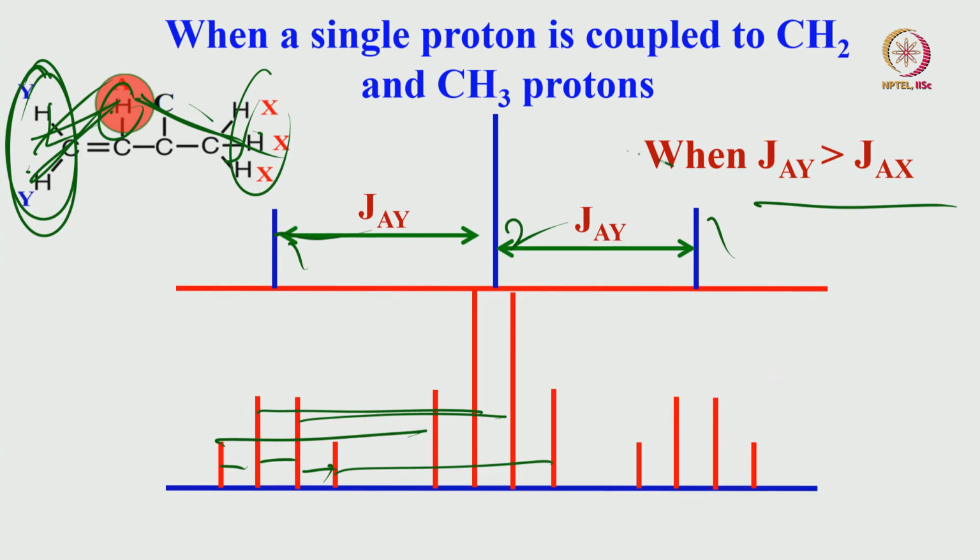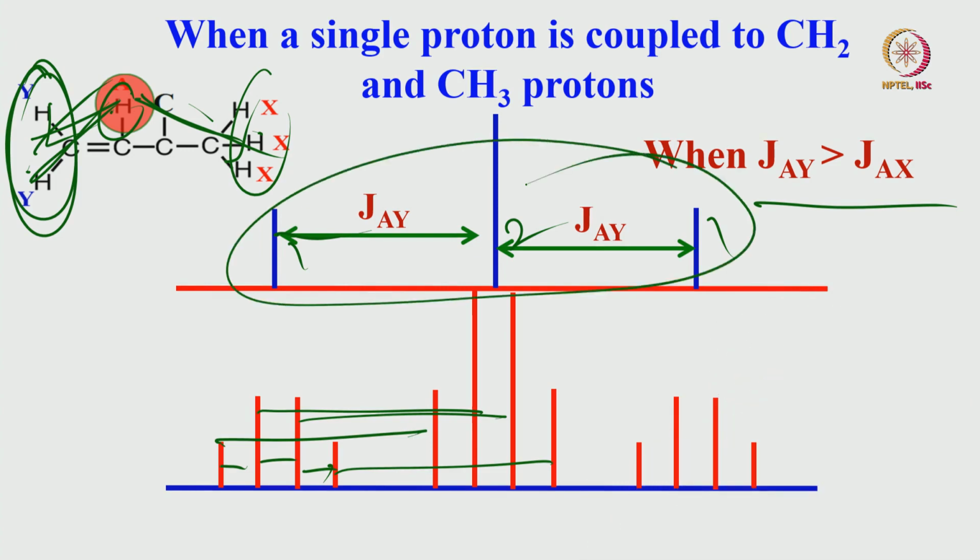If you see this, we measure AY coupling very easily, but actually this is not the only thing, we have other couplings also. So, when the pattern comes like this, you should know how to measure the coupling. This is the center, which gives you the chemical shift, and this separation gives you the J AY coupling.